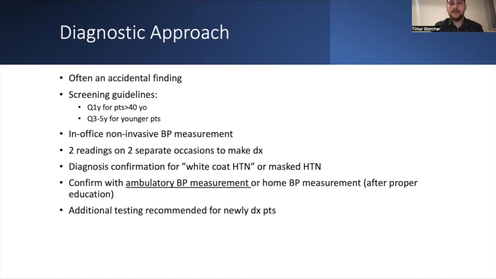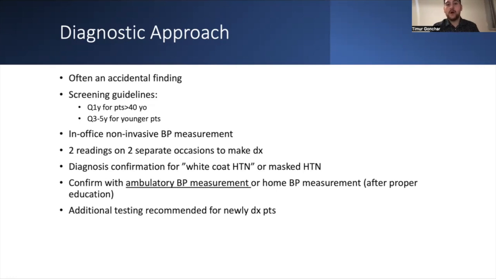If you're trying to diagnose hypertension, you mostly just do it with non-invasive blood pressure measurement with a blood pressure machine that you see at every doctor's office. And in order to be able to make this diagnosis, you need at least 2 readings on 2 separate occasions, because you are gonna be willing to exclude something called white coat hypertension or masked hypertension.